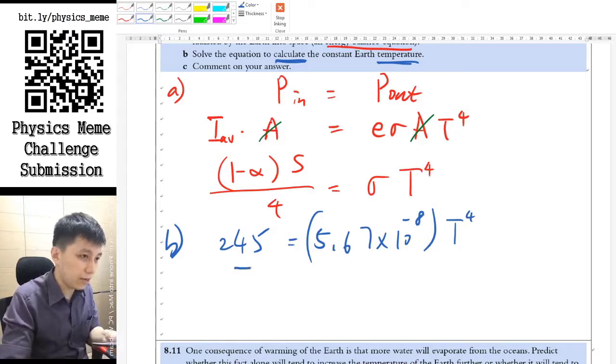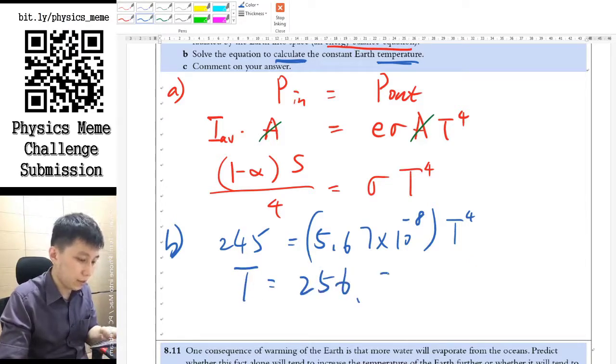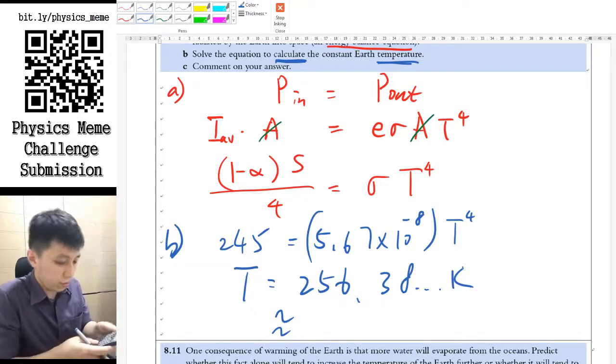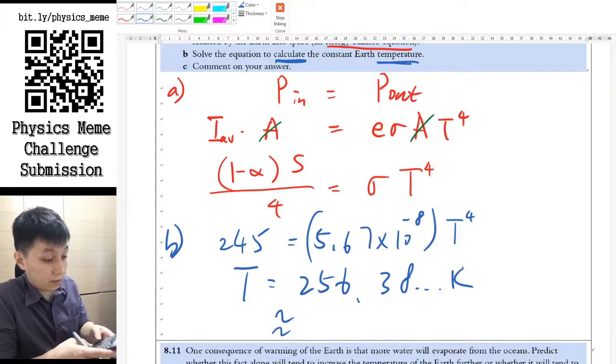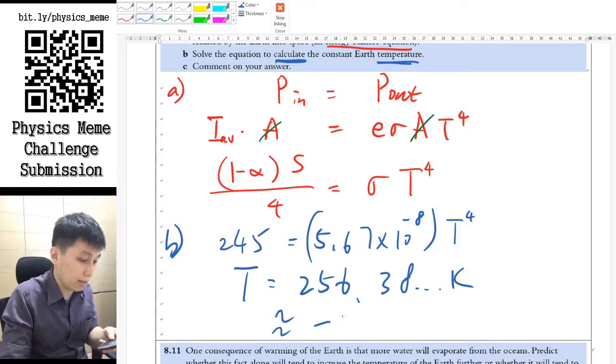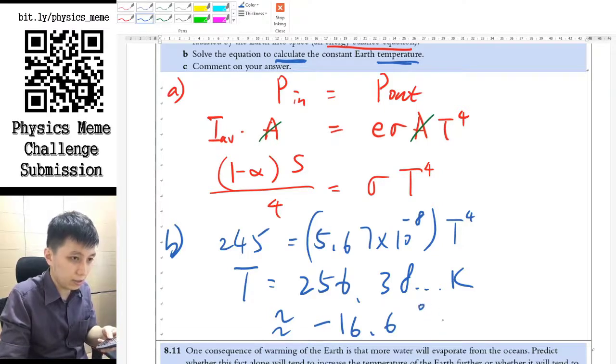Which you may find, hey, it's a lot, isn't it? But if you think about it, it is going to be in Kelvin scale. So let's see what it would look like when you change to degrees Celsius. What I have to do this time is subtract 273. Okay, so that's going to be negative 16.6 degrees Celsius.